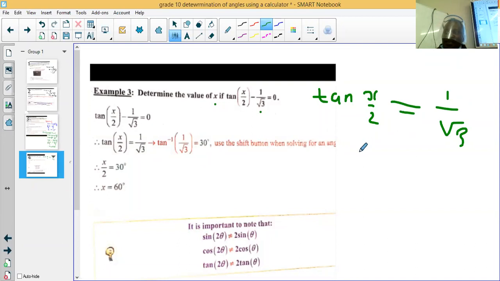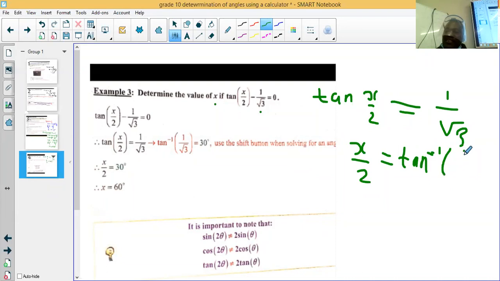Get rid of the 2. Get rid of 10. We find arctan. If you press shift and then you press the tan button, it will give you this one. It is arctan. It will write something like this: tan to the power minus 1. This is arctan, right?